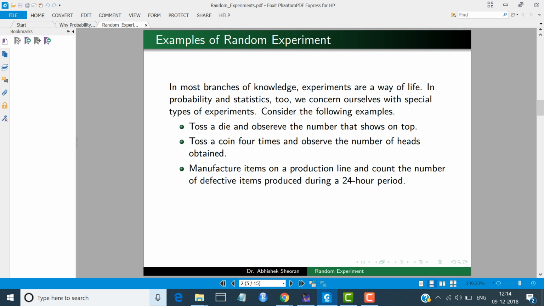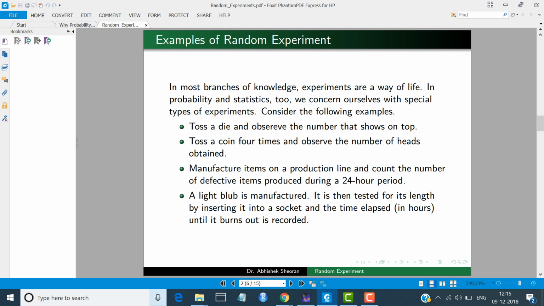If some products are being manufactured, there is always a probability that some products may be defective, and we can count them, but we don't know how many products are being manufactured. Suppose a light bulb is manufactured and it is tested for its life by inserting it into a socket and measuring the time that elapses. If someone makes a light bulb, we can test what its life is. How can we measure it?